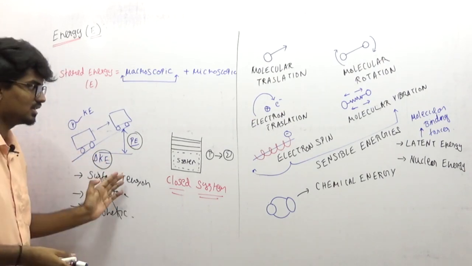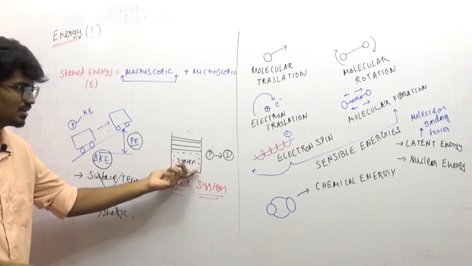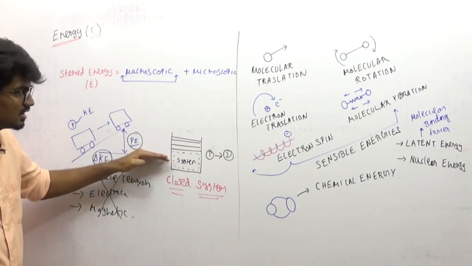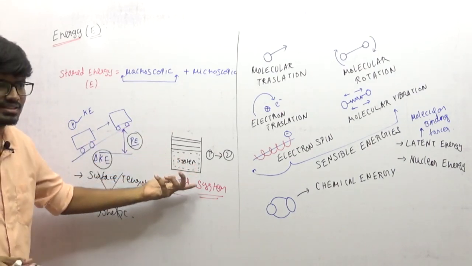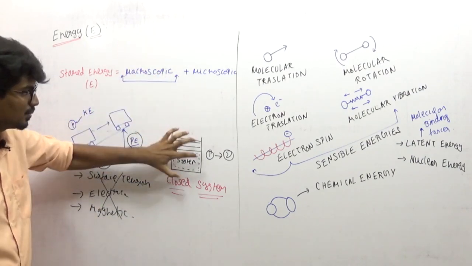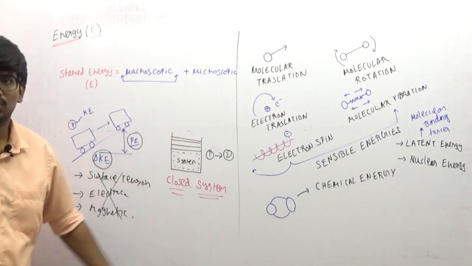But in a closed system, as you could see, the piston is moving up and the piston is moving down, but the changes in velocity or the position of the system do not vary at all.